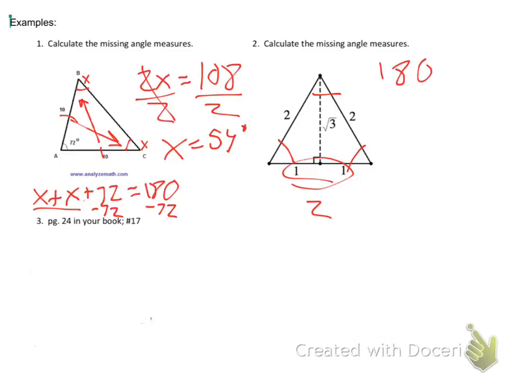So they should all add up to 180. How many are there? So 3 times some unknown that we don't know. Divide both sides by 3. And x is equal to 60.